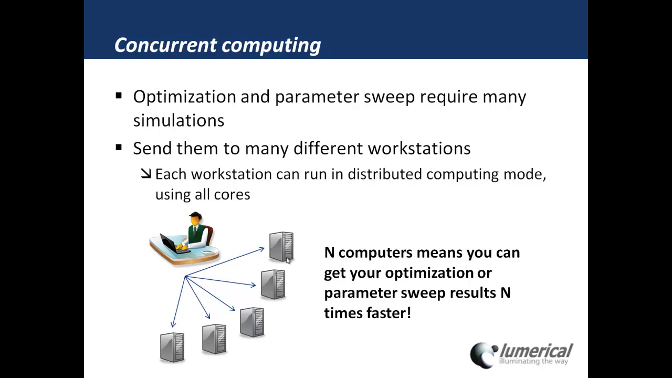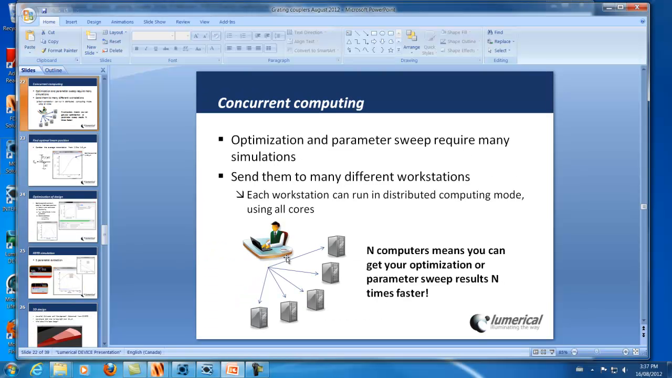And then each workstation can run, it may be running in a distributed computing mode using all of its internal cores and all of its internal processors, but you can be running, say, 10 simulations at the same time on 10 different computers, and that will get your optimization or parameter sweep done 10 times faster. And this works really nicely even on slow networks. So let me come and show some of the things that I've been talking about.